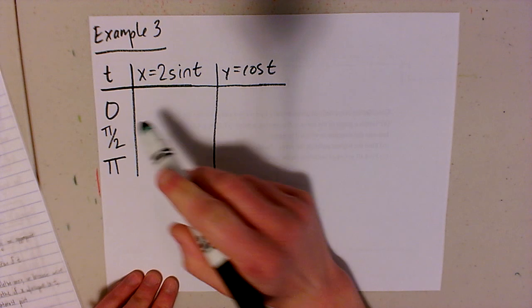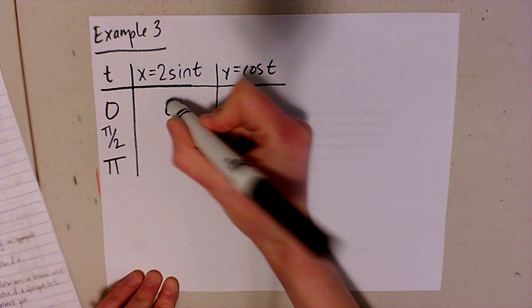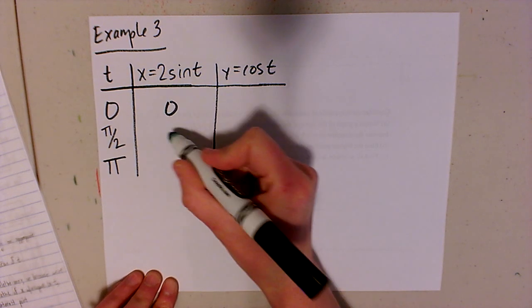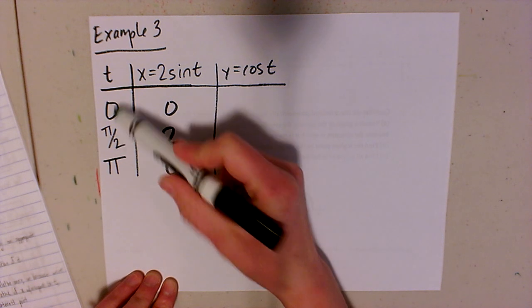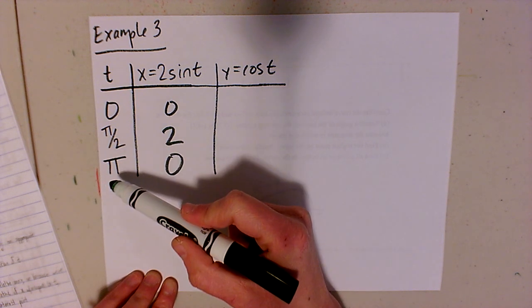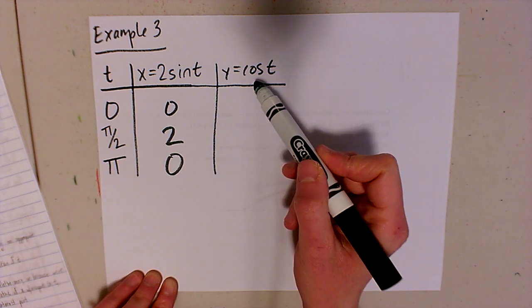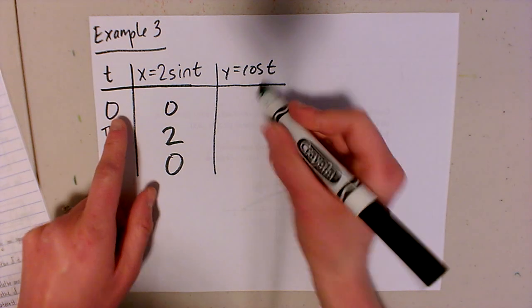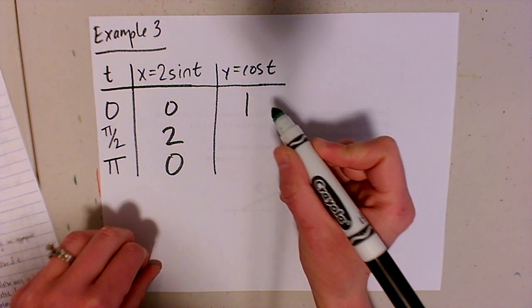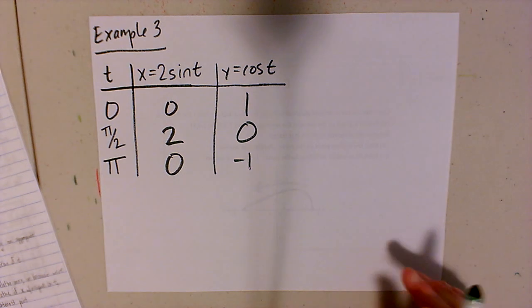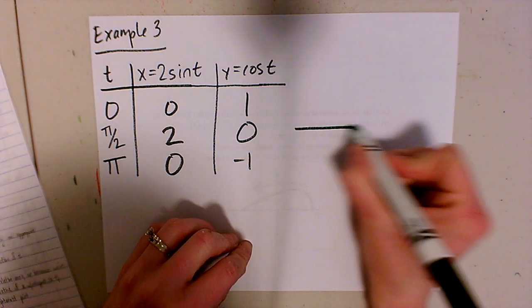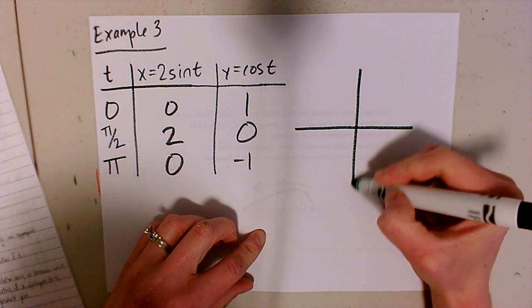So the values of x, well, if we plug 0 into that, we're going to get 0. If we plug pi over 2 into that, we'll just get 2, and then plug pi in, we'll get another 0. So we can take these same values, plug them in into y equals cosine t. So cosine of 0 is 1, cosine of pi over 2 is 0, and then the cosine of pi is negative 1.